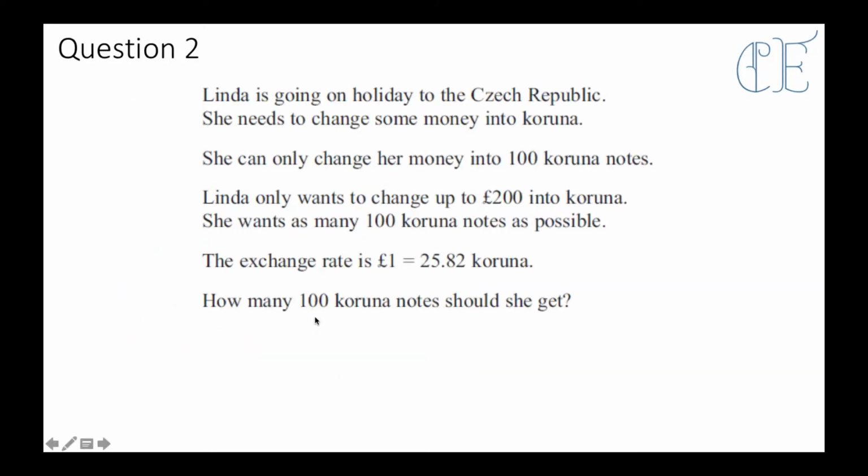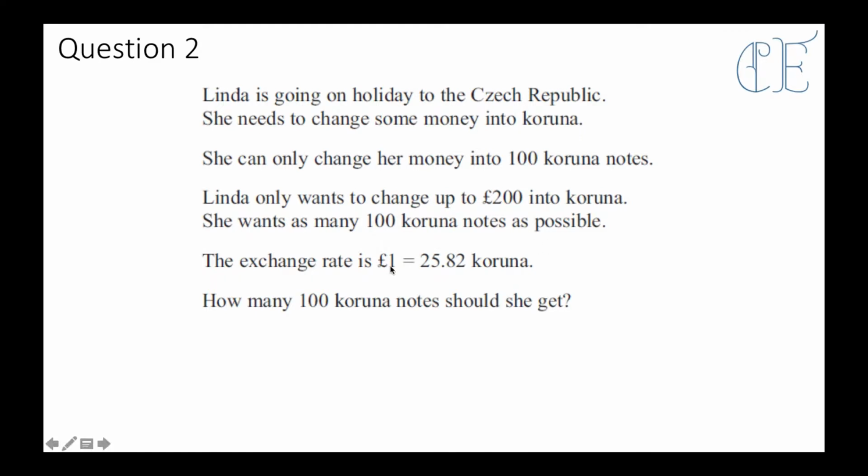Okay, for example, like this one. Linda is going on holiday to the Czech Republic. She needs to change some money into koruna. She can only change her money into 100 koruna notes. Okay, just don't worry about that bit just yet. Don't panic. Linda only wants to change up to £200 into koruna, and she wants as many 100 koruna notes as possible. The exchange rate is £1 equals 25.82 koruna. And then it says how many 100 koruna notes should she get?